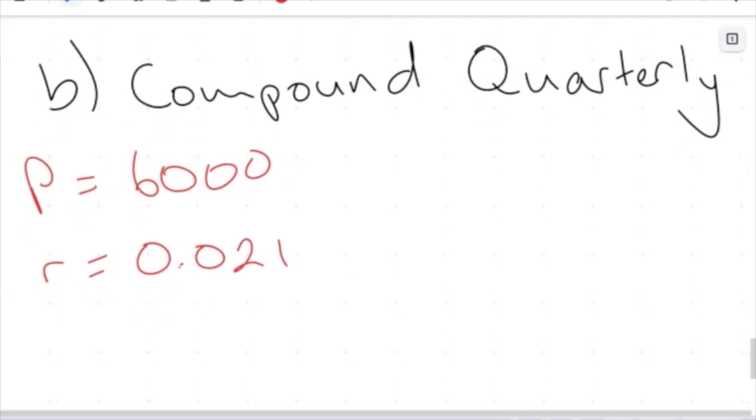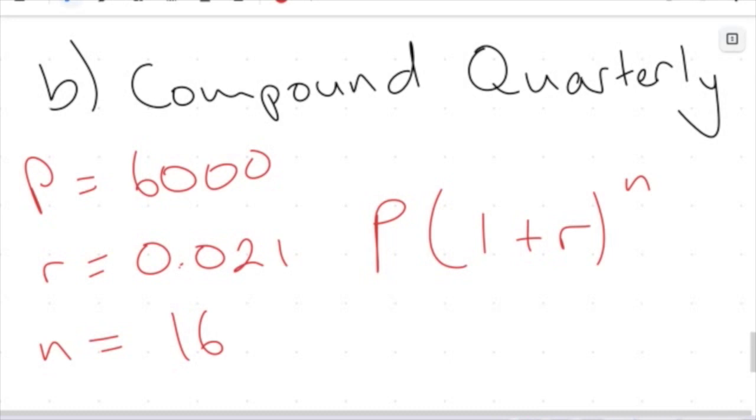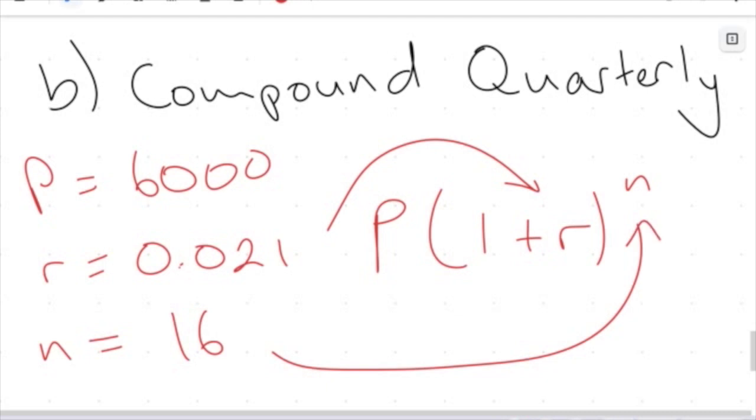0.021. And my number of times this is compounding is going to be my 4 years, but it is compounding quarterly. It is compounding 4 times a year. So we're going to take this 4 and we're going to multiply that by 4. And we get 16 as our answer, because it's compounding 4 times each year. For 4 years, that gives us 16 times this thing's compounded. And then the same thing happens when we just plug it into our formula. The formula never changes, just the values end up changing slightly.